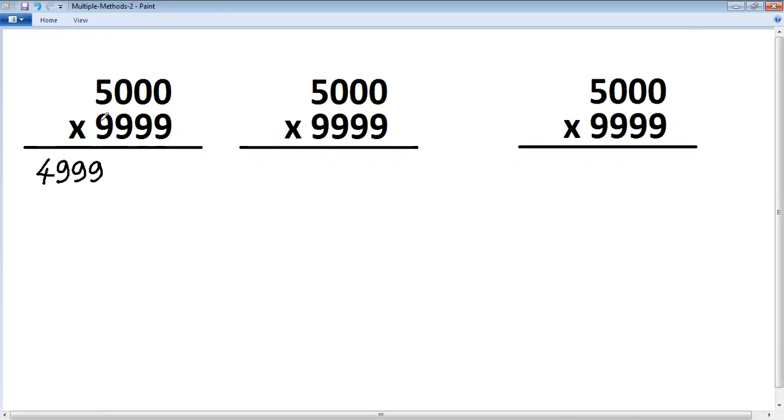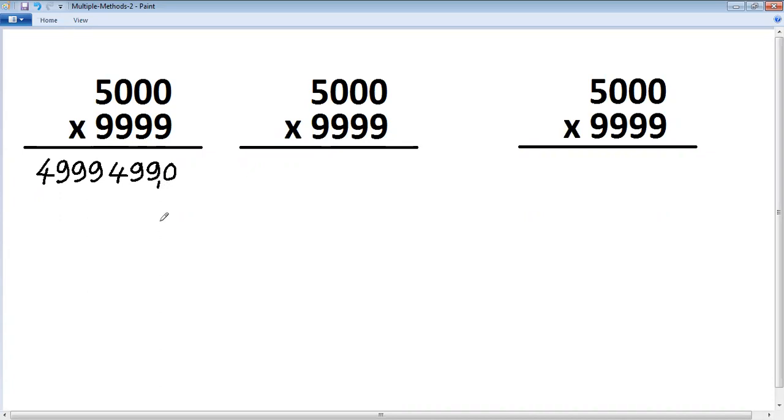Second step, all from 9, last from 10. Just perform all from 9, last from 10. 9 minus 5 is 4. 9 minus 0 is 9. 9 minus 0 is 9. And last from 10. So 10 minus 0 is 10, but you cannot write 10 there. You write 0 and carry 1 here.